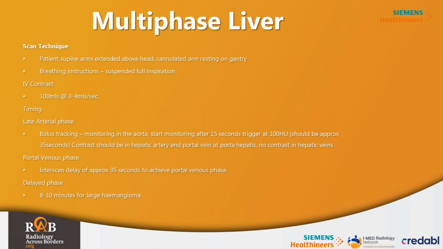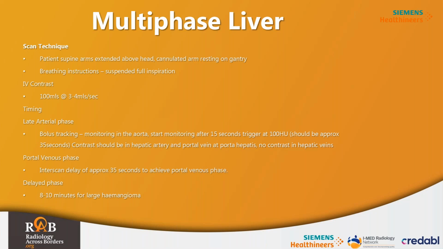And when we start looking at the timing, we want to achieve an arterial phase generally, portal venous, and delayed. And in some circumstances, we'll also do a non-contrast. So for the arterial phase, this particular protocol is using bolus tracking, and we're going to monitor off the aorta. We're going to start monitoring after 15 seconds because generally it'll take around 15 seconds for contrast to get there. We'll trigger at 100 Hounsfield units and then scan immediately.